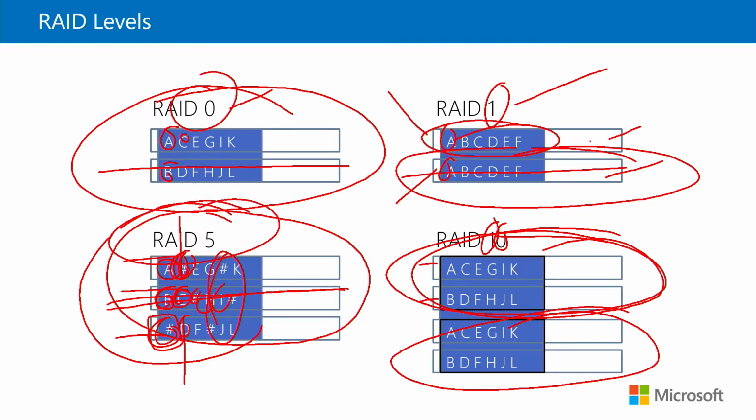Now, back to the RAID 5. RAID 5 costs me 1 over the number of drives in my array. So if I have 3 drives in my array, it costs me 33% of my storage for my parity data. If I have 10 drives in my array, it costs me 10% of my storage for my fault tolerance. So that provides a bigger benefit at a lower cost.